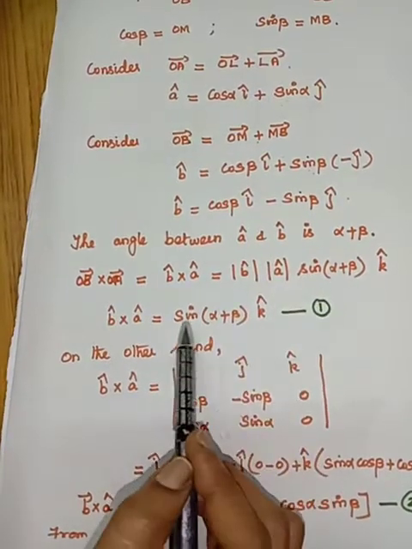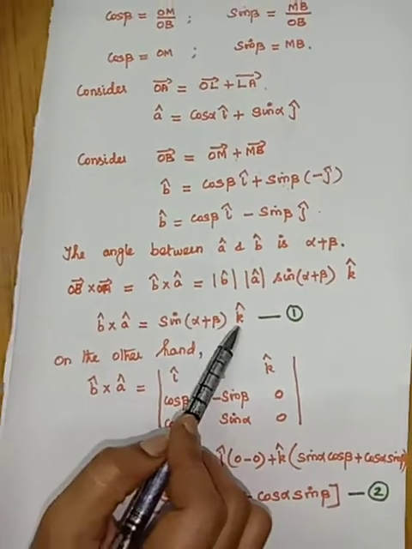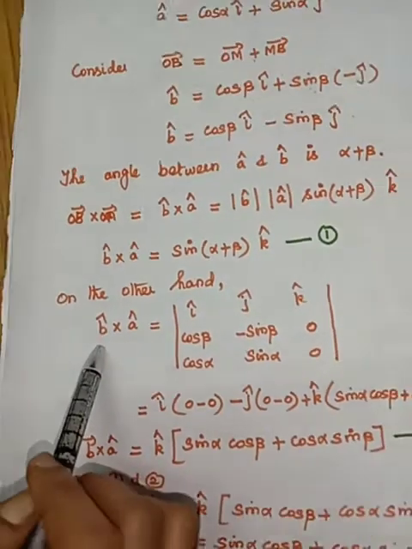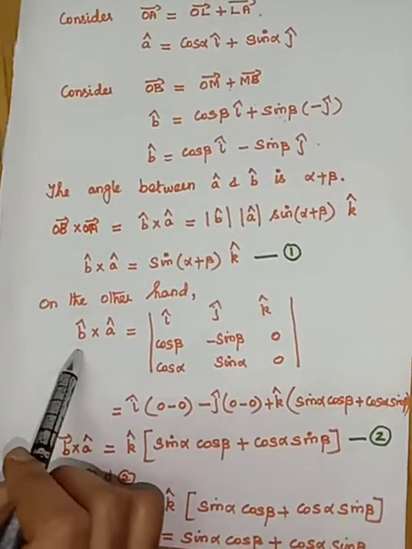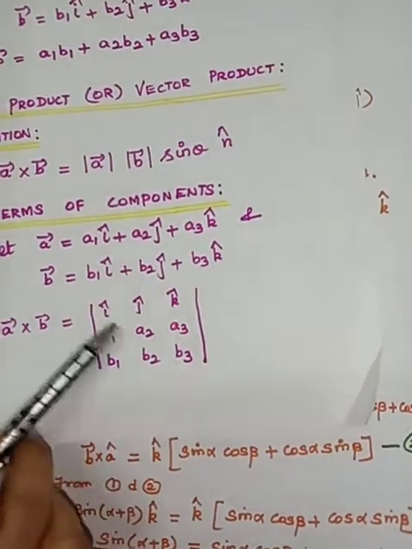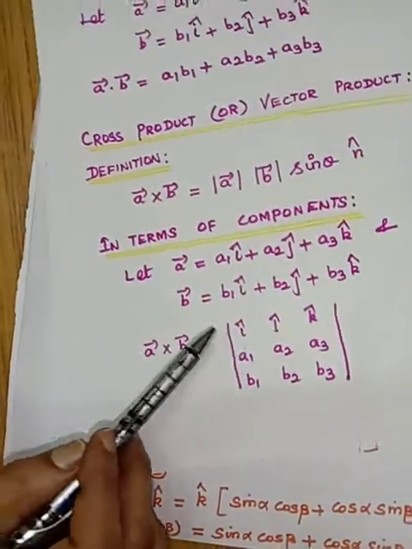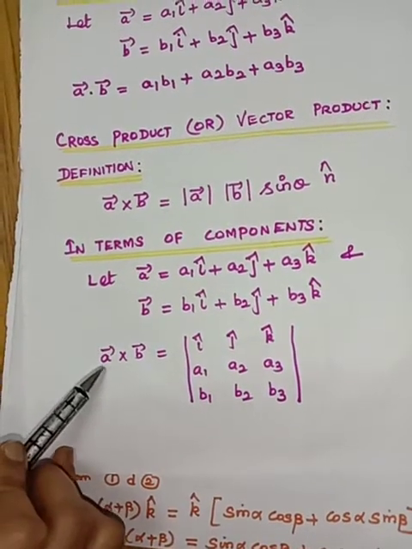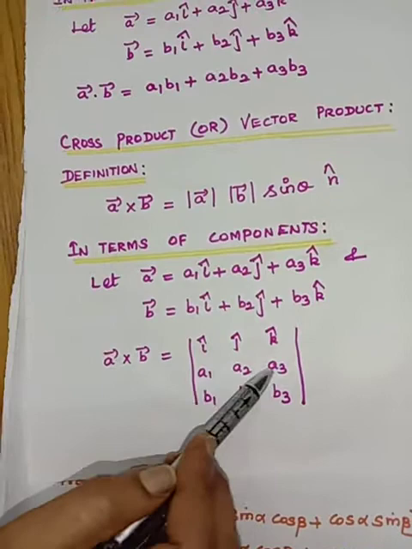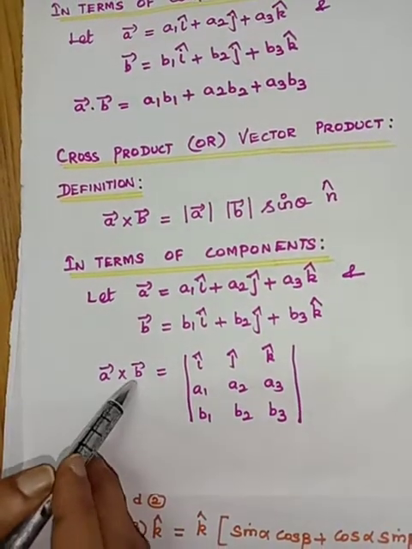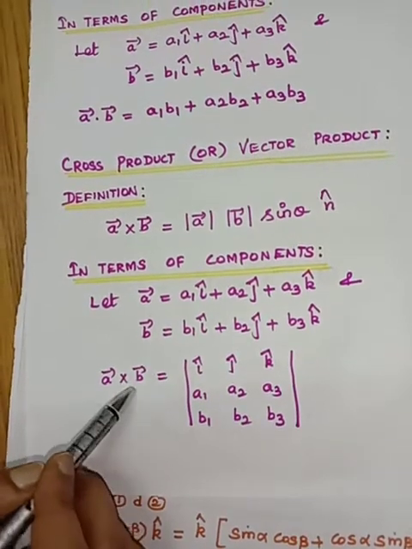So it is sin(alpha plus beta) into K cap. Now in terms of components you have to write the cross product. How to write the cross product in terms of components? It is nothing but the determinant. In the first row you have to write i, j, k. In the second row, whichever vector comes first, its coordinates have to be written. In the third row you have to write the components of the second vector.